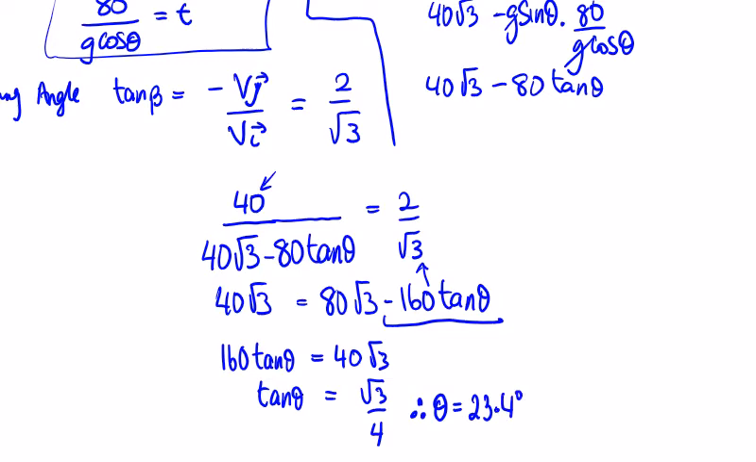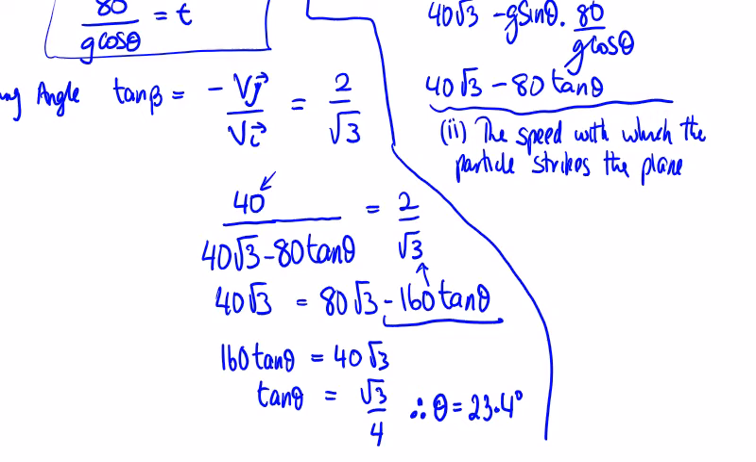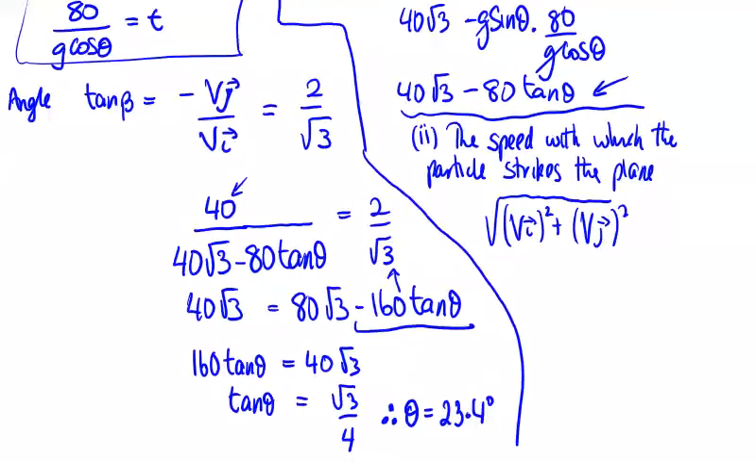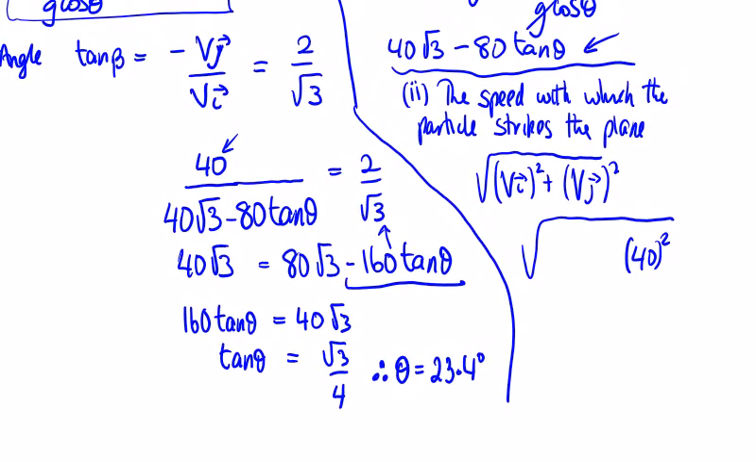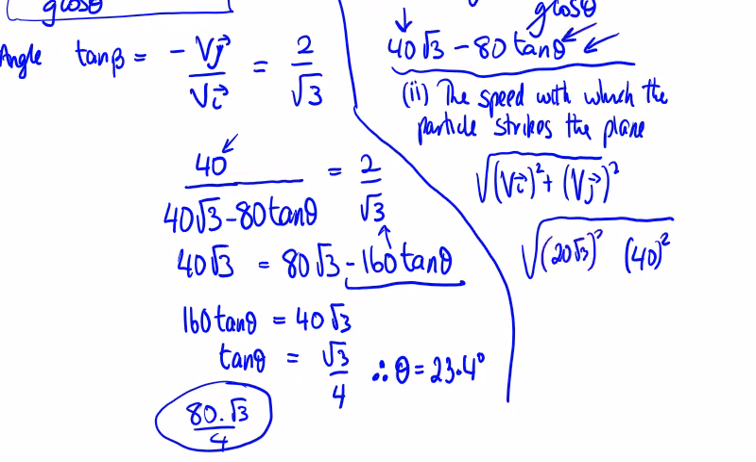Now we're at the second part of the question. The speed with which the particle strikes the plane. So we know this is the square root of the velocity of i squared plus the velocity of j squared. We just have a tiny bit of work to do to get the velocity of i. We have the velocity of j is minus 40, but we're going to square it. So we're going to get the square root of 40 squared for the j. And tan of theta being root 3 over 4, well, what's 80 tan theta? 80 by root 3 over 4 is going to give me 20 root 3. So we're going to have 40 root 3 minus 20 root 3. So it's going to be 20 root 3 squared.